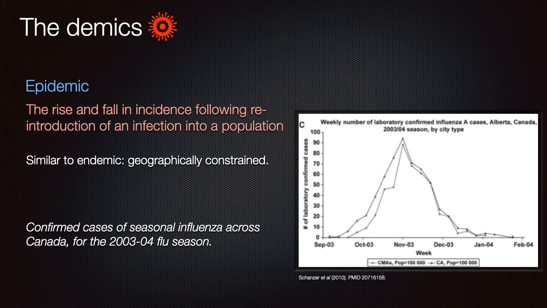For example, in this graph, we see the weekly number of confirmed flu cases in Alberta, Canada, over a particular flu season from 2003-2004. Here's the rise in late September, early October of cases. It peaks somewhere around November 1st and then declines again into the new year. This is what we would call an epidemic curve.